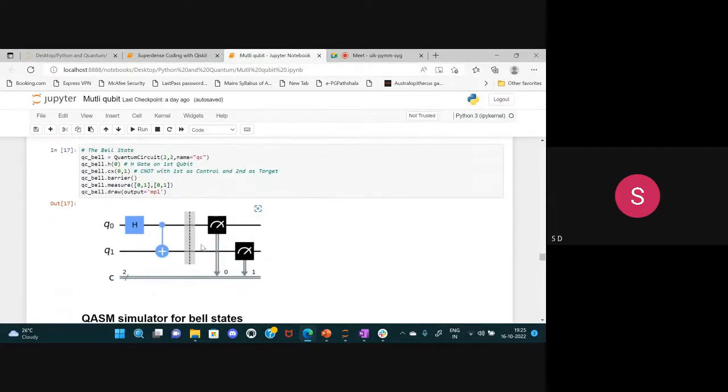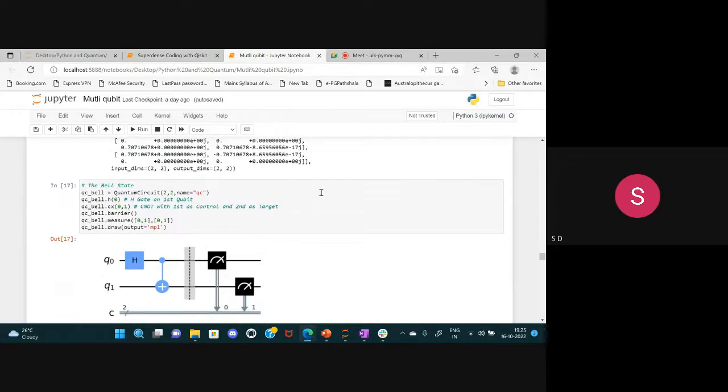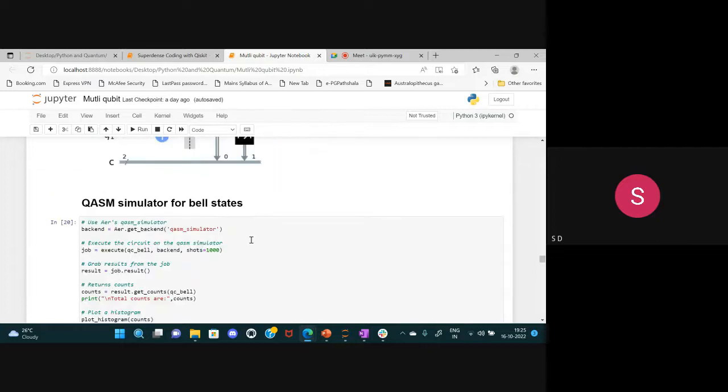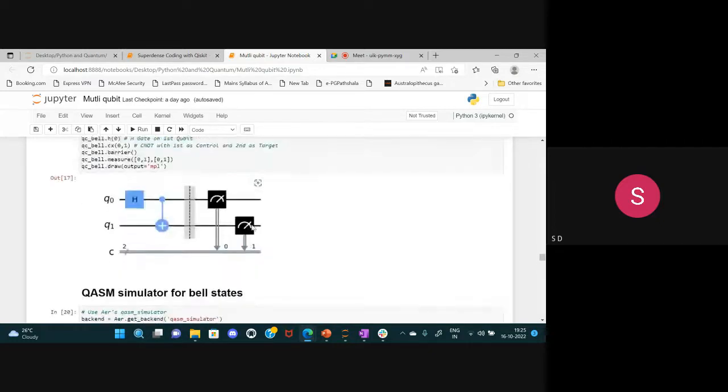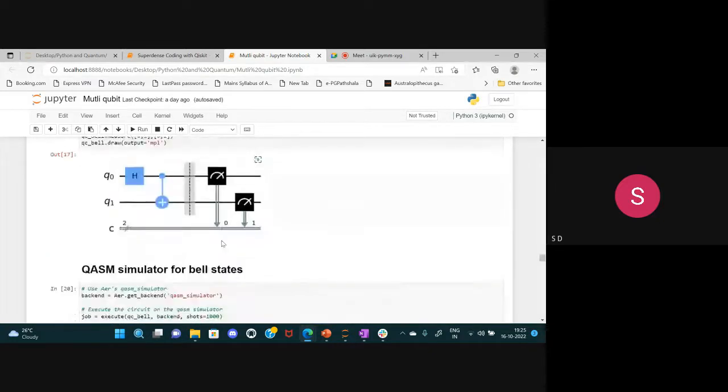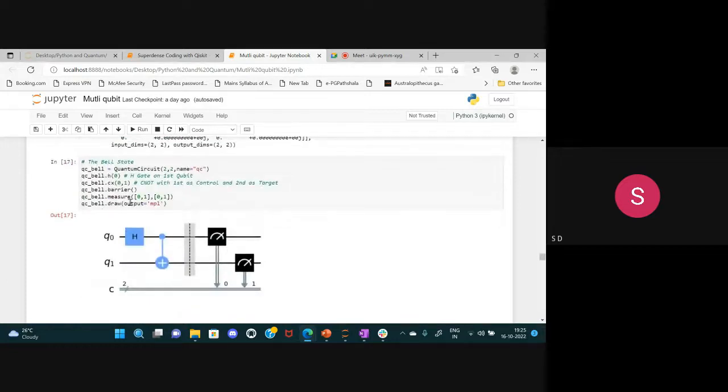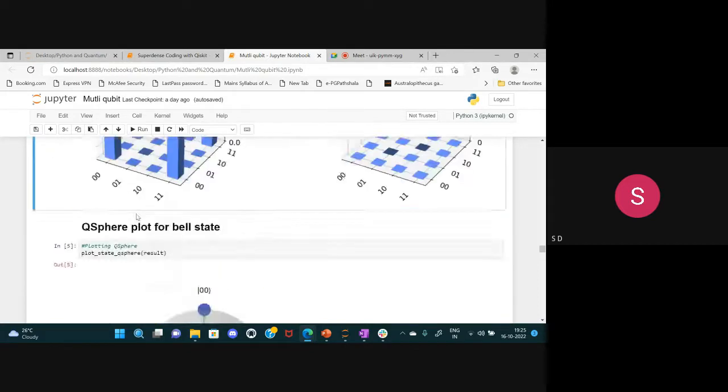For the QASM simulator, we need to measure. When we measure, it goes from probabilistic to deterministic. The quantum state, which is in superposition, will collapse to one particular state, and we will get randomness in the output. We will see this. The same code is copied from the first Bell state example.